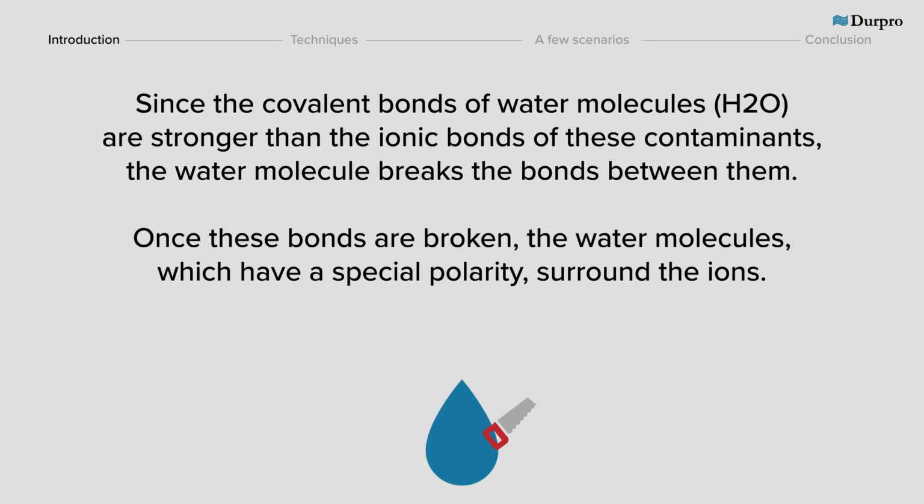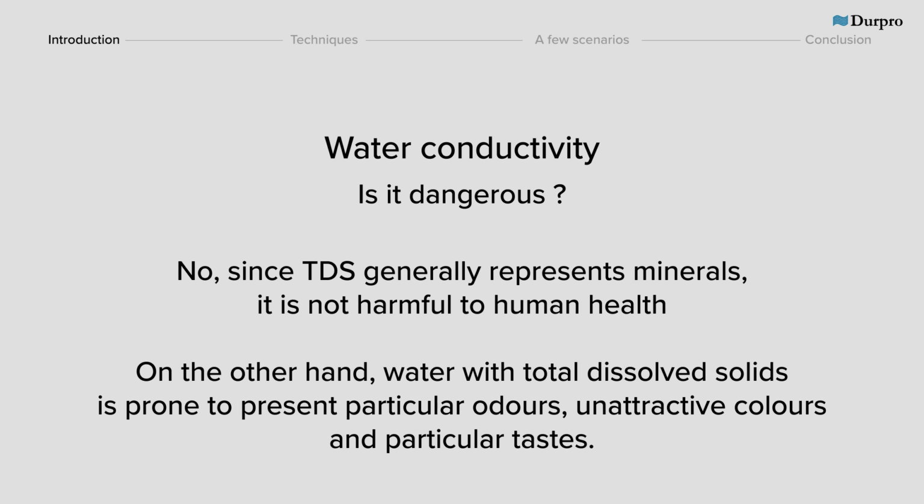Briefly, the materials dissolve in water through soil erosion, runoff, or decomposition of flora. Since the covalent bonds of water molecules, H2O, are stronger than the ionic bonds of these contaminants, the water molecule breaks the bonds between them. Once these bonds are broken, the water molecules, which have a special polarity, surround the ions. Is water conductivity hazardous to health? To answer quickly, the answer is no.